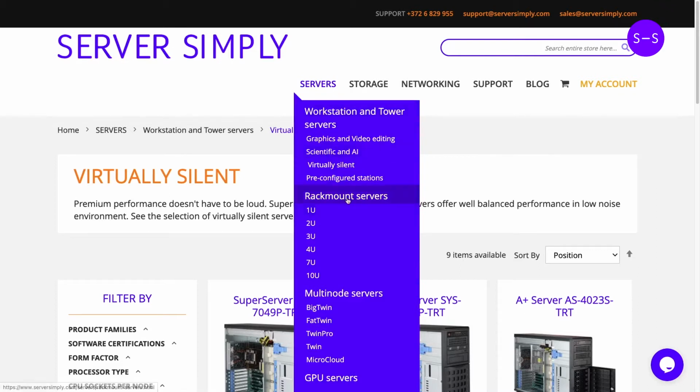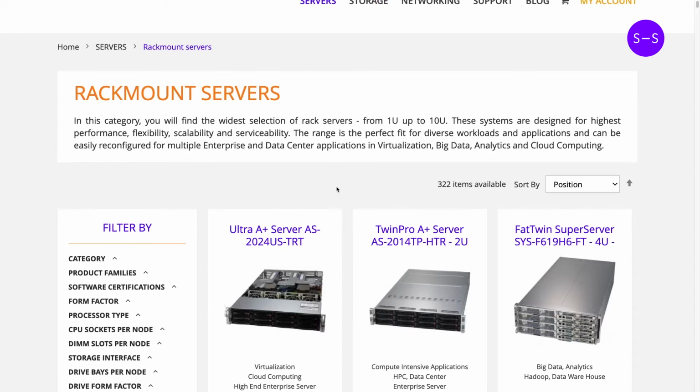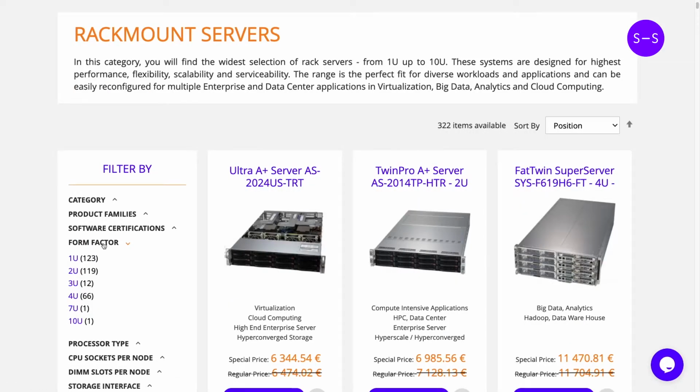Rack mount systems are also quite a large classification group. It classifies all rack systems basically by size, from 1U up to 10U.